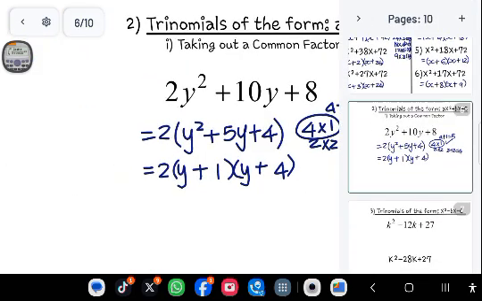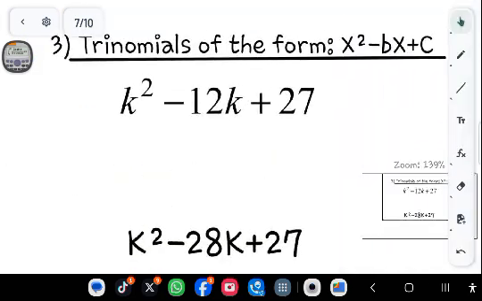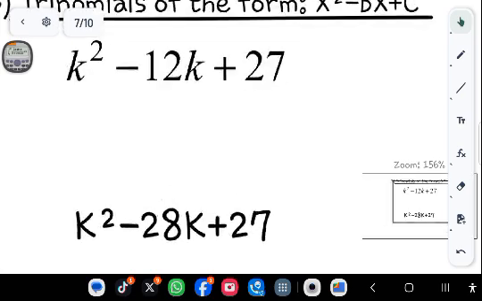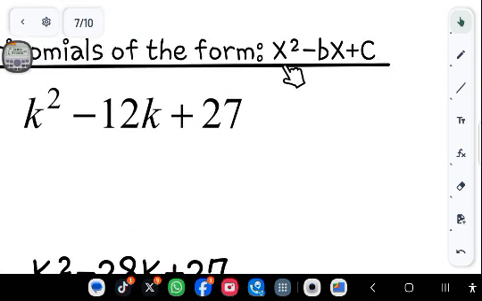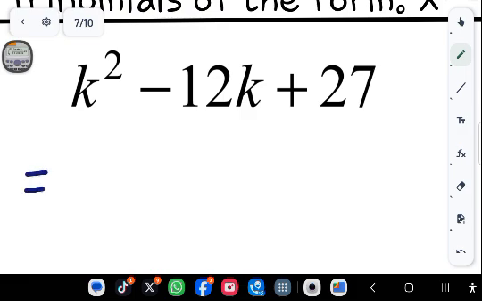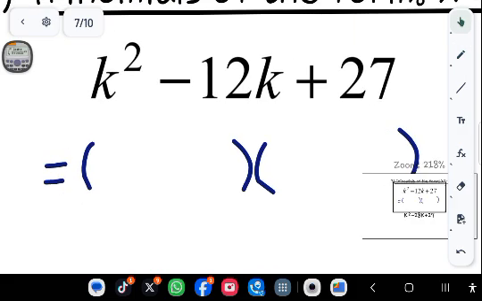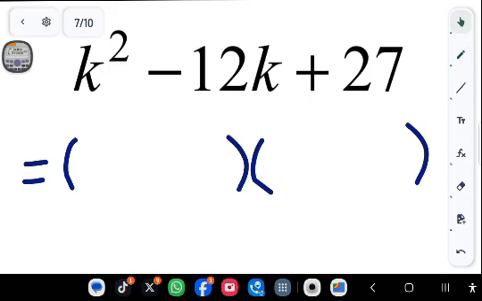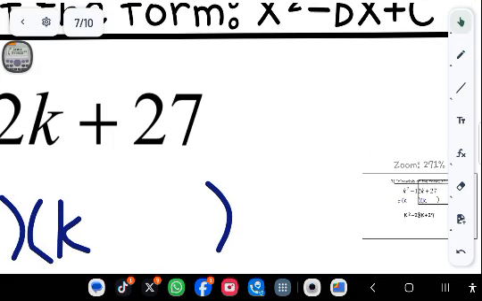Next, let's look at the next scenario. Trinomials of the form x squared minus bx plus c. What happens when you've got a minus in the middle and a plus on the outside? Now this one looks difficult, but it's actually very easy, and this is how you approach this. Step number 1: 2 pairs of brackets and then the x in one and the x in the other one. Now we go factor pairs of 27.